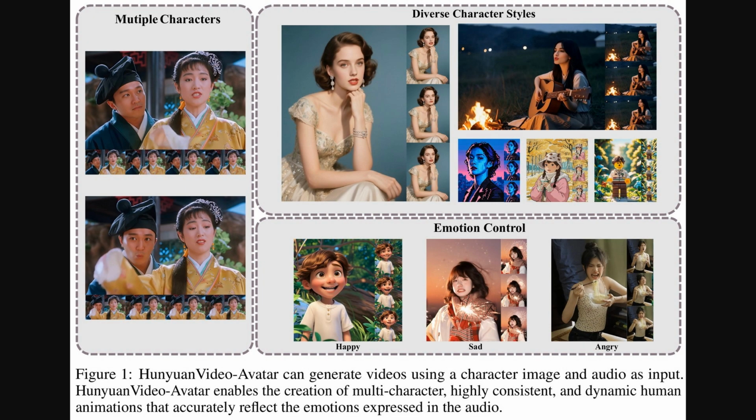Alright, so this really showcases what HunyuanVideo-Avatar can do using just a character image and audio as input. We see examples of it handling multiple characters in one scene, which is where that face-aware audio adapter really shines. Then, it demonstrates diverse character styles, from realistic people to anime and even Lego figures. And finally, it highlights the emotion control, showing characters expressing happiness, sadness, and anger, all driven by the audio input and managed by the Audio Emotion Module. This gives a good visual overview of the model's key strengths.